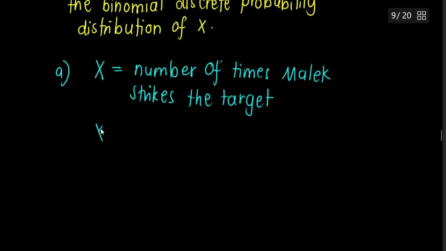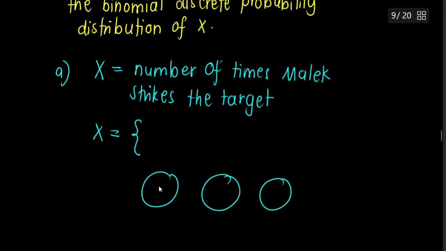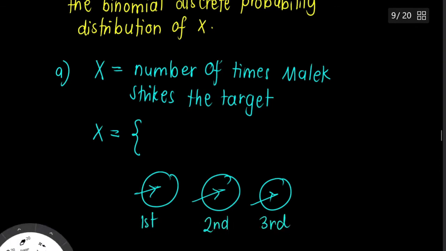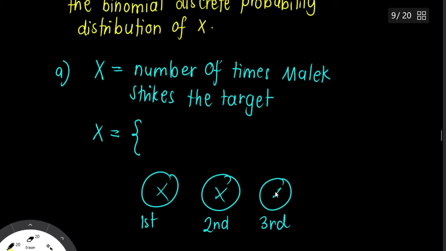So that means if he shot 3 times, 1, 2, 3. Let's say he's supposed to shoot in the middle here. First time, second time, third time. These are the shots. Let's say this is the first attempt, this is the second attempt, this is the third attempt. I'm going to erase this first. First shot didn't get. Second shot didn't strike. Third shot didn't strike. So that means all didn't strike.